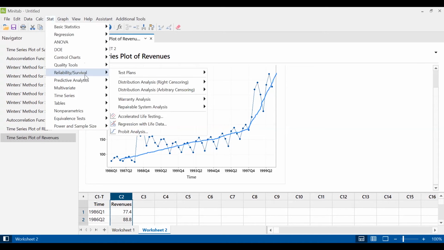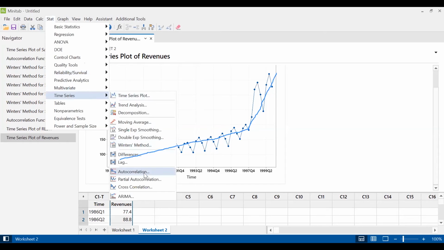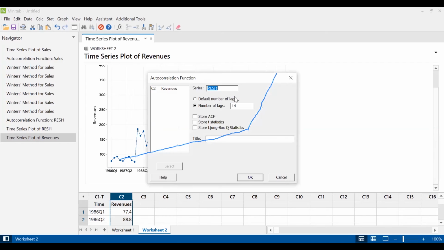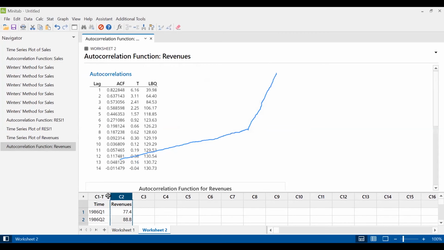We're gonna go back to Stat, Time Series, and Autocorrelation. We will pick revenues. We can return to default number of lags. In particular, since this is quarterly data, as long as we have 8, 10 lags, that should be enough. So I'm gonna click on OK, and 14 lags were reported. So let's get rid of this.